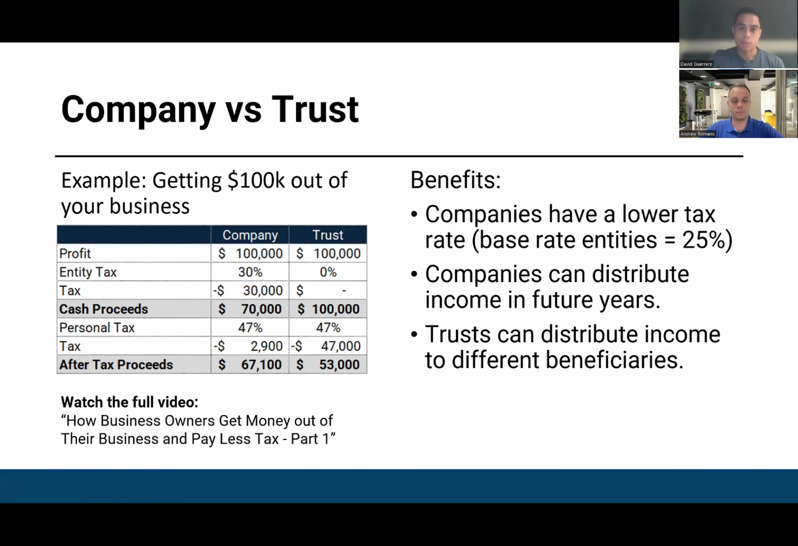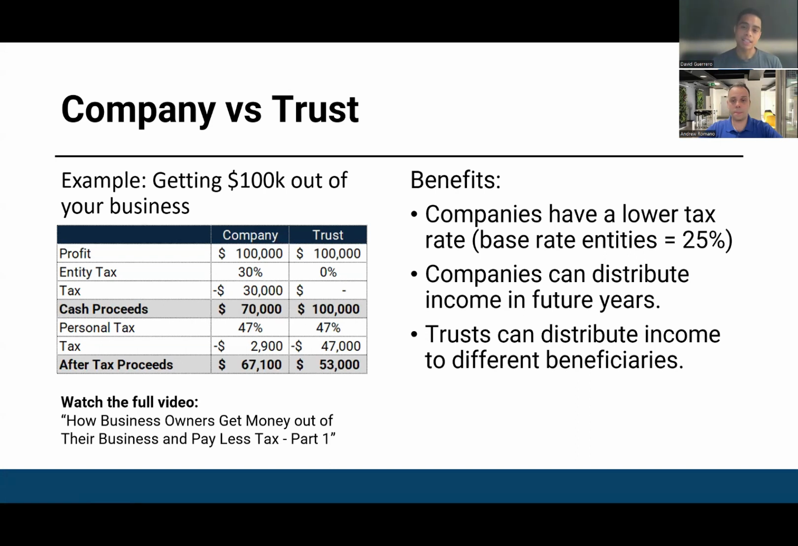So, with a company and trust, they have certain different benefits from a tax perspective. With companies, they have a lower tax rate. And with small businesses, they only have a tax rate of 25%. So you can minimize your tax that way. Companies can also distribute income into future years, so it allows you flexibility over the timing of when you actually have to pay tax.